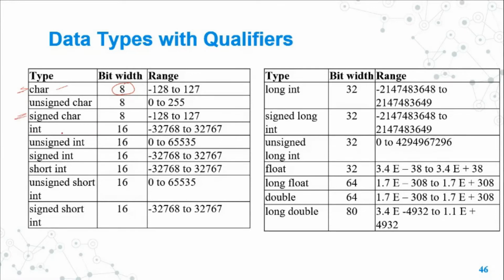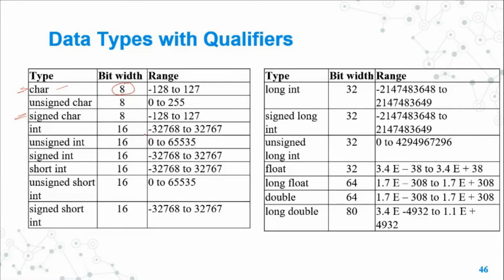For an integer, 2 bytes are stored, or 16 bits. 16 bits means 2 bytes, since 8 bits is a byte. So 2 bytes are stored for an integer type. The values that can be stored in an integer range from -32,768 to 32,767. Any value within this range can be stored in an integer.